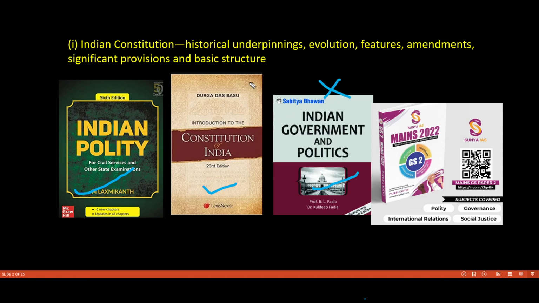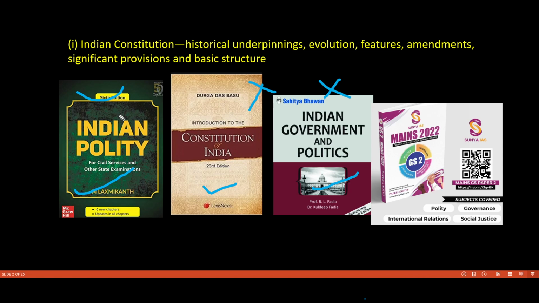Okay. I would also advise not to go for DD Basu if you are not a very avid reader and you don't read books very fast. Stick to M. Lakshmikant. All right. Also, I would not prefer to read any coaching material on polity. Why? Because the concepts given in Lakshmikant should be read as they are.